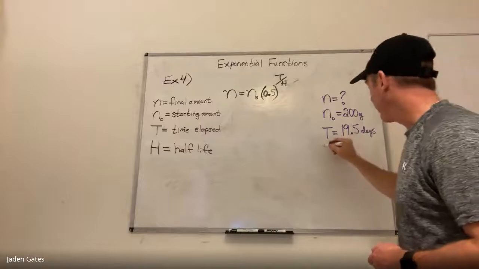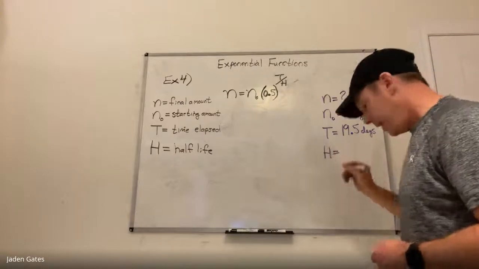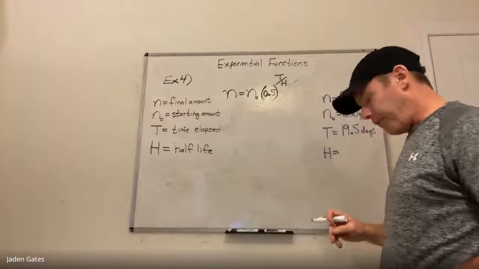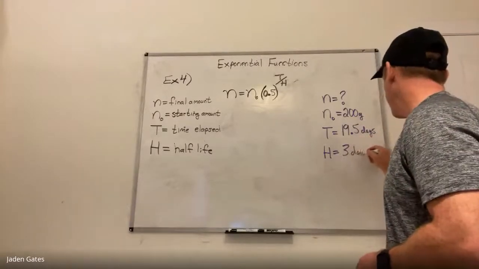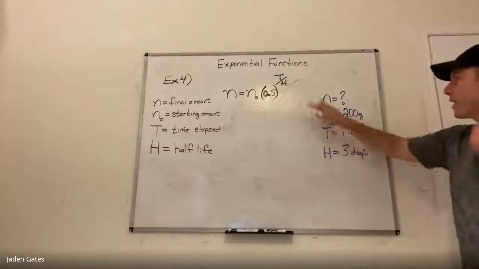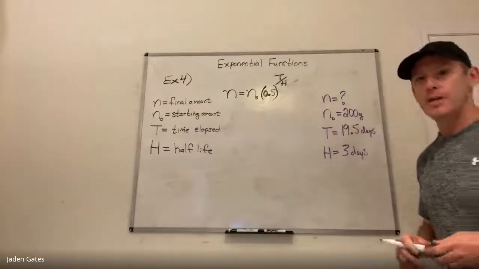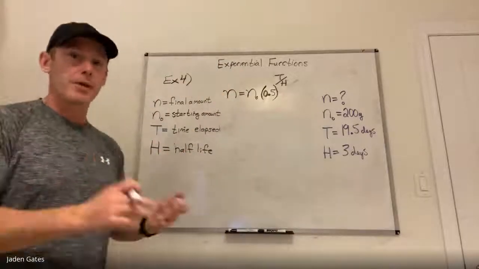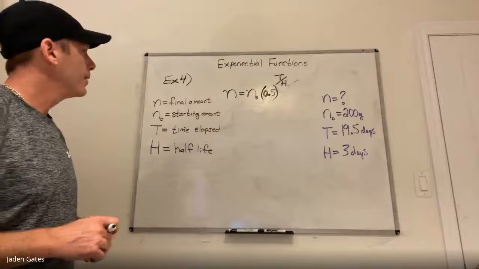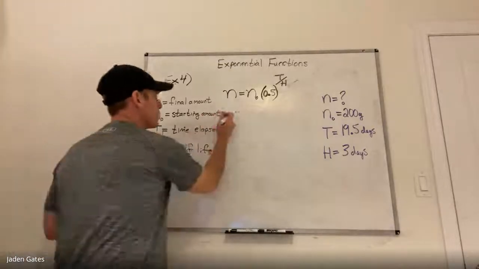Our half-life is that this material has a half-life of 3 days. So it cuts in half every 3 days. Your T and your H, because we're dividing them in the formula, must be in the same units, all right? So if we have days and hours, either have to both be in days or both be in hours, because we're dividing. All right, now I'm going to substitute in to my equation here.